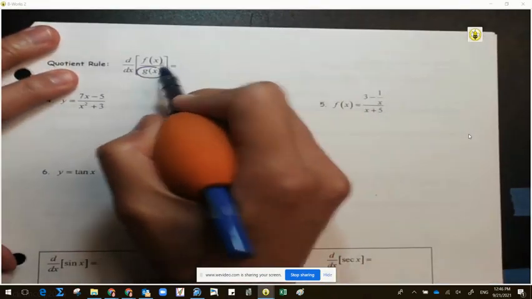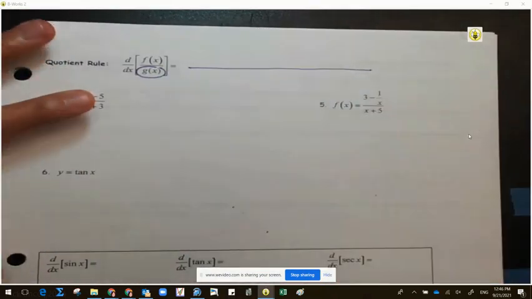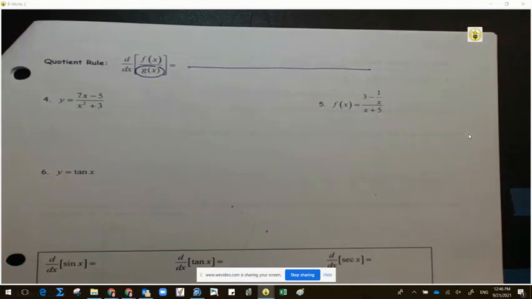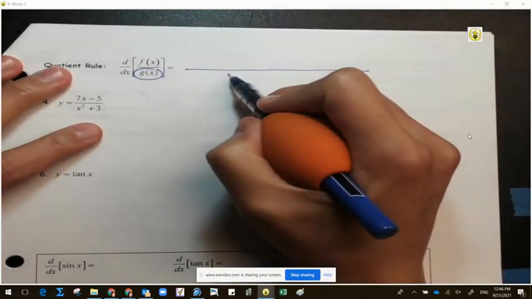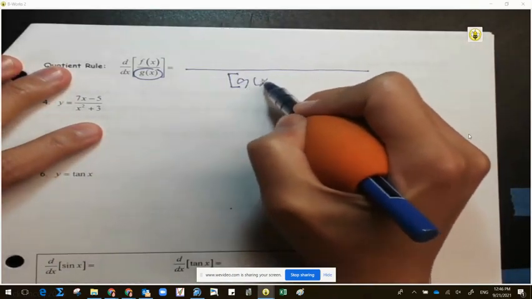And this denominator is something that I want you to focus on. Quotient is going to sound almost the same as our product rule, except something on the bottom is different. Take all of the bottom and square.